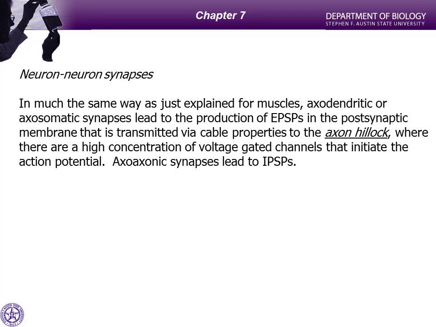We use those designations because the dendrites, the cell bodies, they don't have sodium voltage gated channels. And so they cannot, in fact, propagate an action potential. They can't initiate it. That's only initiated where we have a high concentration of sodium voltage gated channels, and that's in the beginning of the axon where it's connected to the cell body, in the axon hillock.